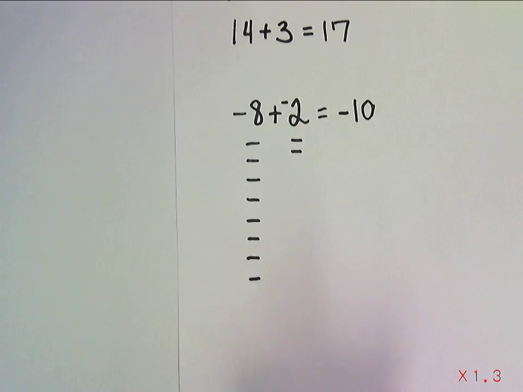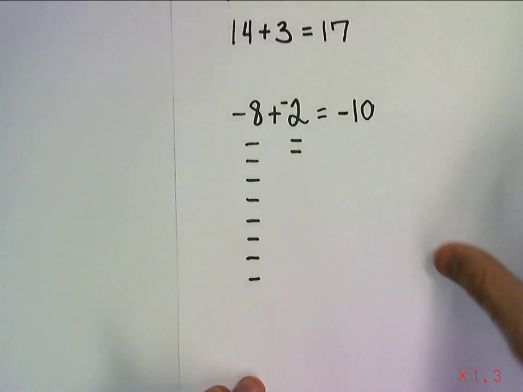This is probably the most tricky of the integer operations, but if you follow the keep, change, change method, you should have no problem with this. All right.